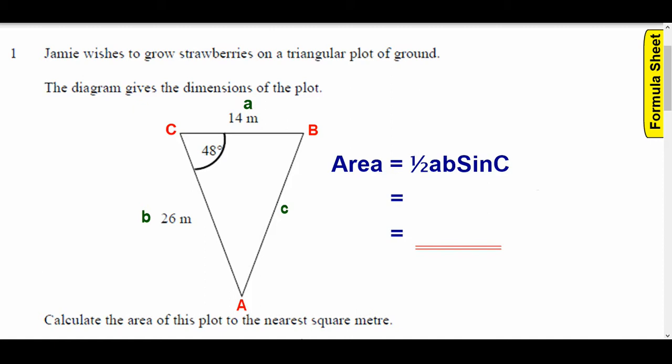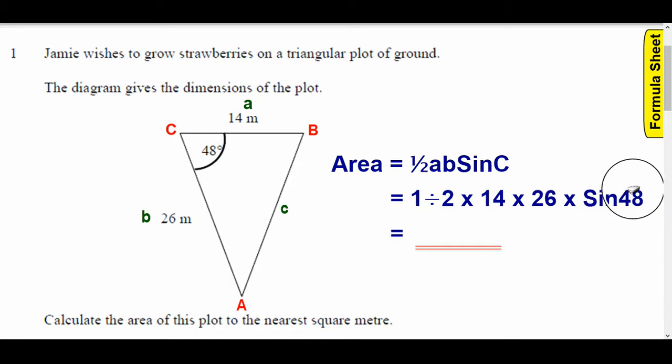Okay, so what you want to do here is 1 divided by 2 times a, which is 14, times 26, or the other way around, and times the sine of 48. As long as you take that correctly into your calculator, make sure you're in degrees mode, you should get 135.25 metres squared. It's metres squared because it's the area.